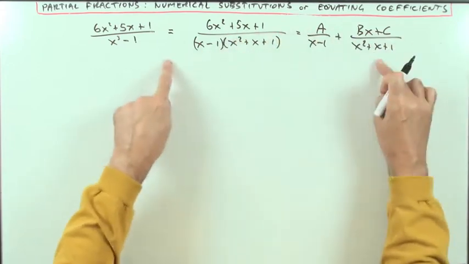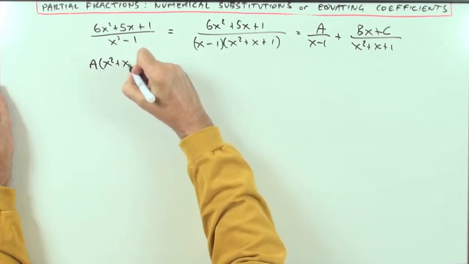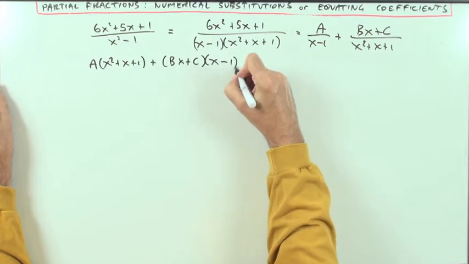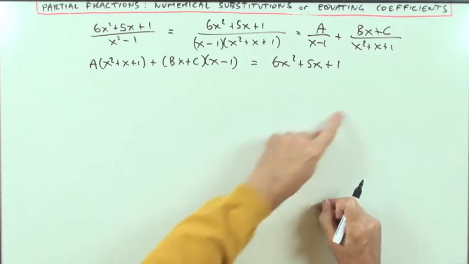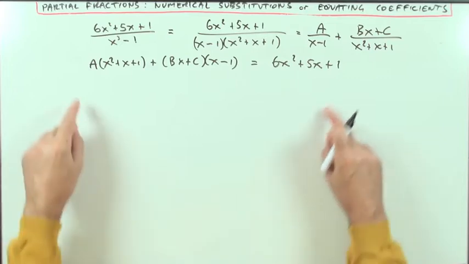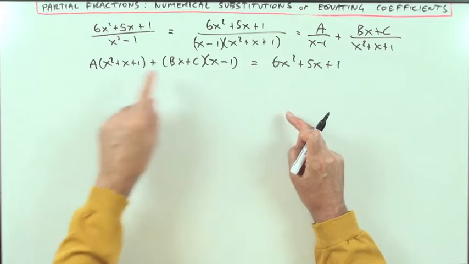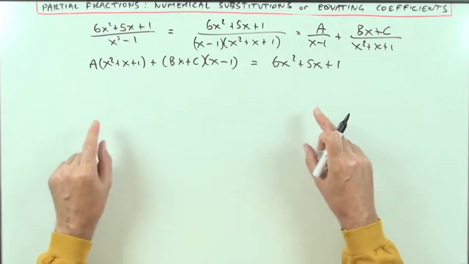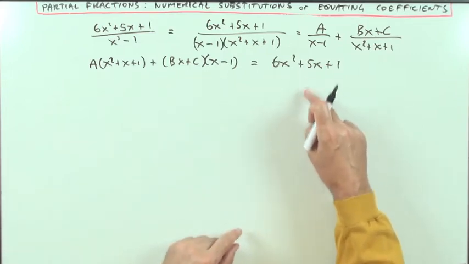Then multiplying throughout by those denominators, I would arrive at this. I'd have A times that quadratic plus (Bx plus C) times that linear term should equal 6x squared plus 5x plus 1. Now, that's not an equation, that's an identity. That's true for all values of x. So I could choose any value of x that would be convenient to work out A, B and C, or I could compare them term by term. Since it's an identity, all the x squared terms should come to 6 and all the x terms should come to 5 and so on.